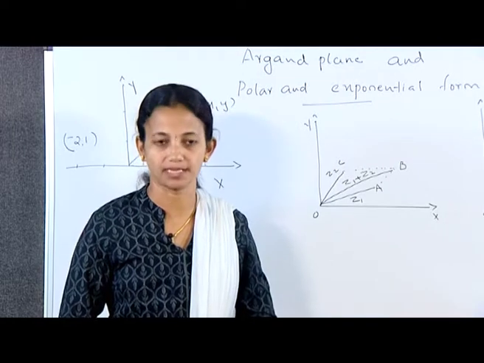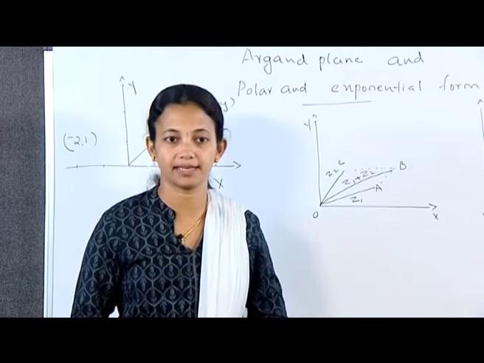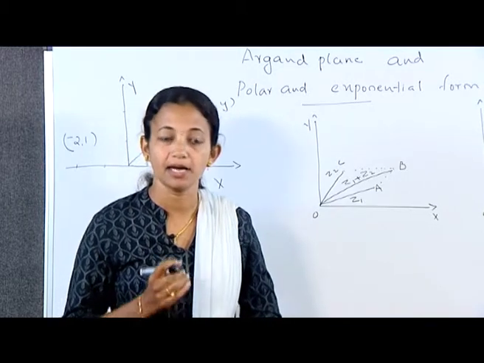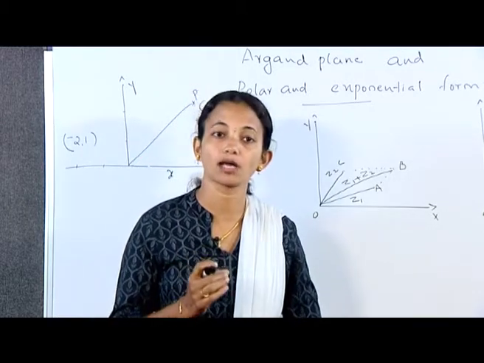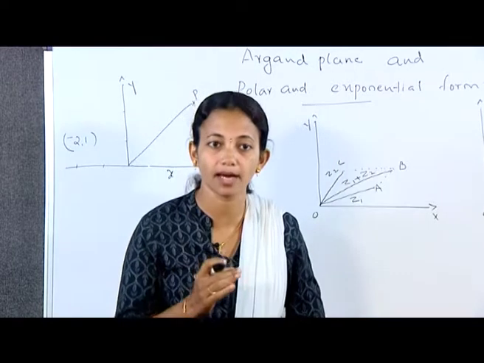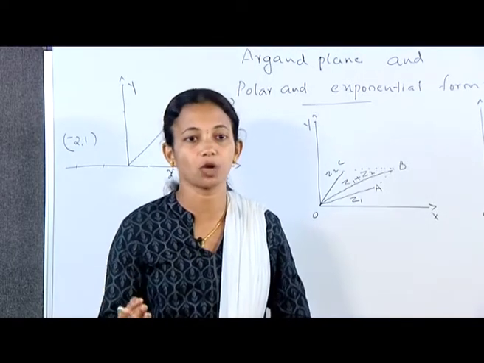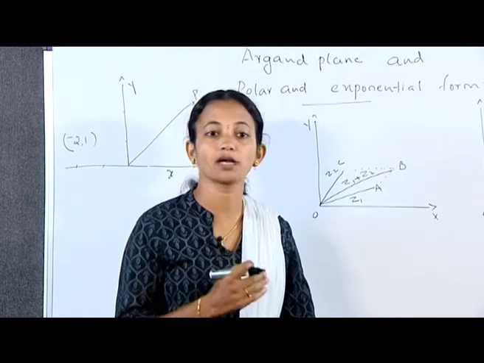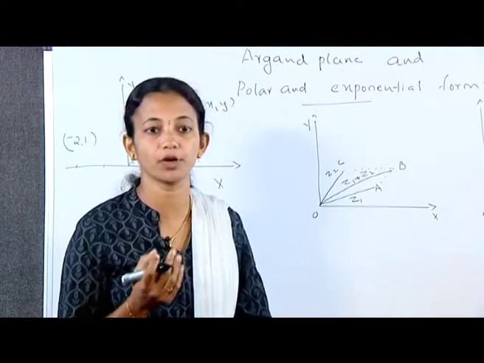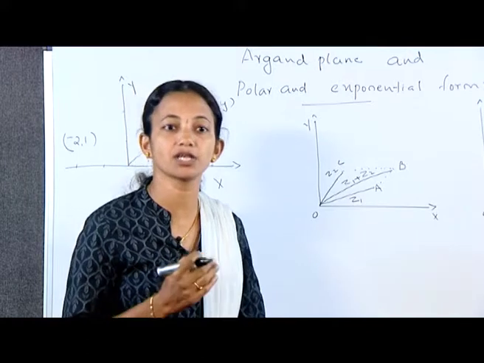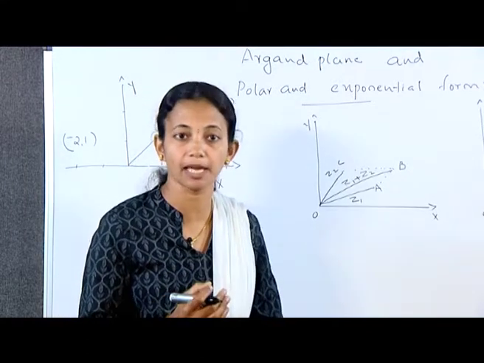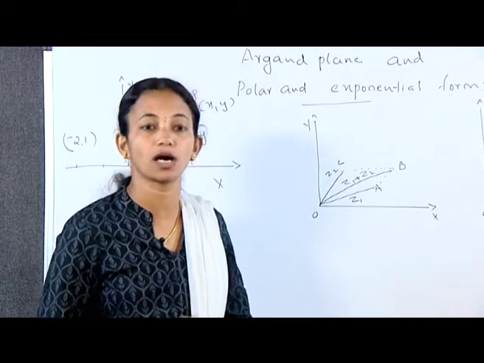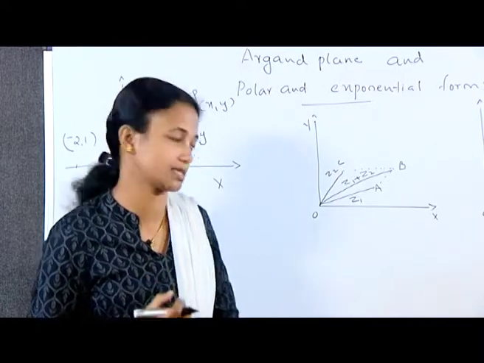Polar form of complex numbers. It is familiar that a point on the Cartesian plane can be represented by polar coordinates by taking the polar axis coincide with the positive x-axis of the Cartesian system. Then the polar coordinates r, theta of a point P and the Cartesian coordinates x, y of the same point are related by the equations x is equal to r cos theta, y is equal to r sin theta.